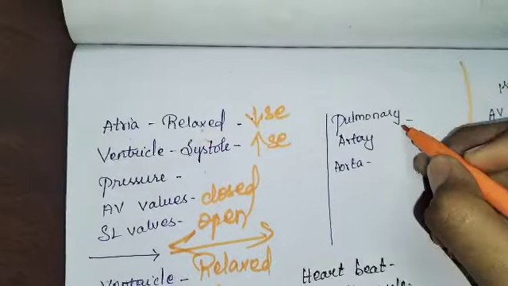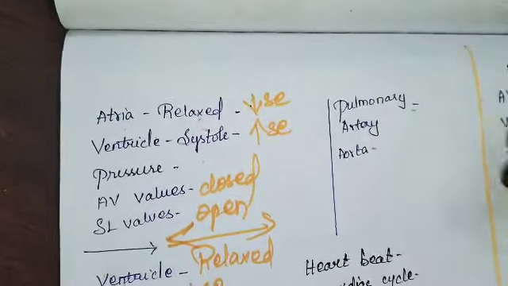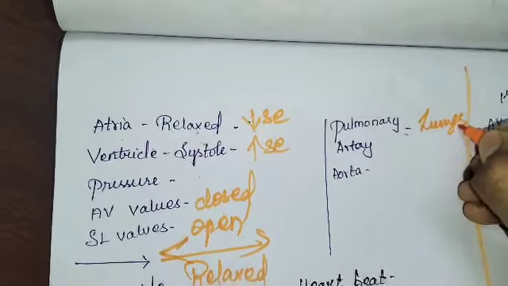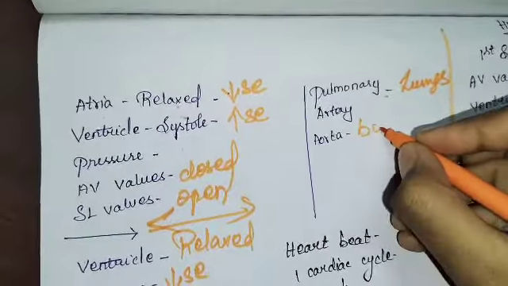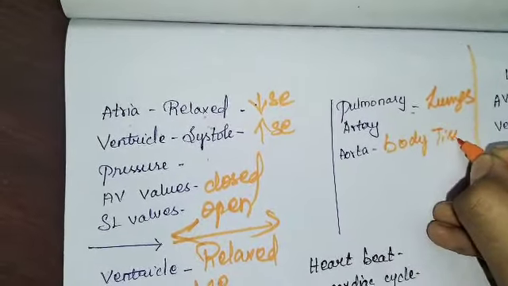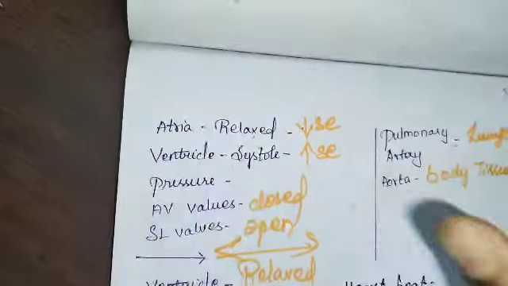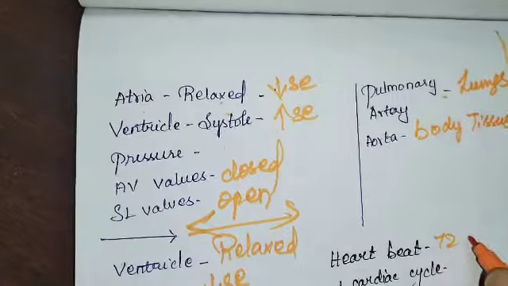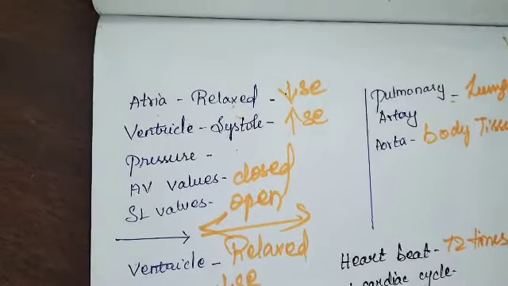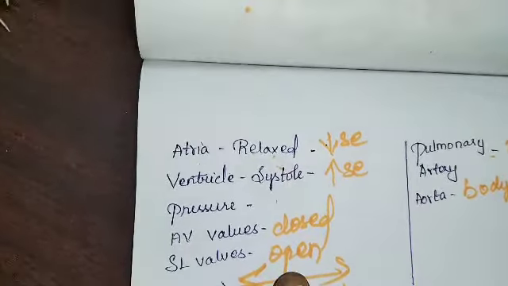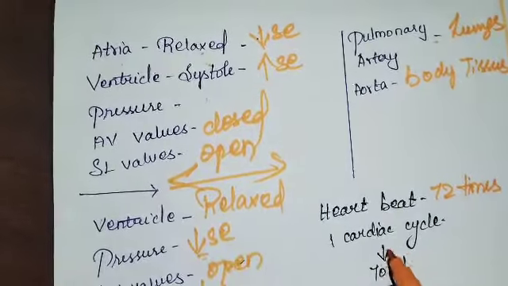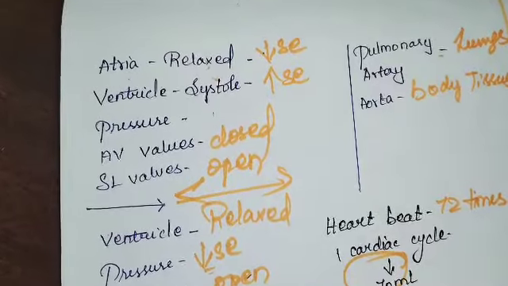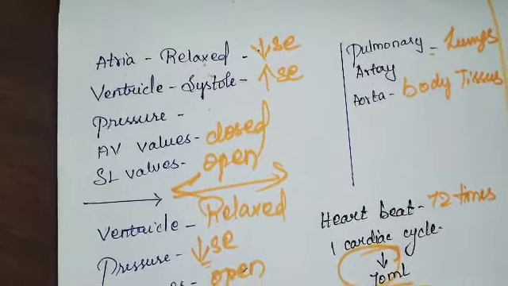So the pulmonary artery takes the blood away from the heart to the lungs, and then the aorta to the body tissues. Okay, per cycle these things are happening. So heartbeat 72 times on average we took, correct? So in one cardiac cycle we had 70 ml of blood in the aorta. So 70 ml of blood is the product of one cardiac cycle.